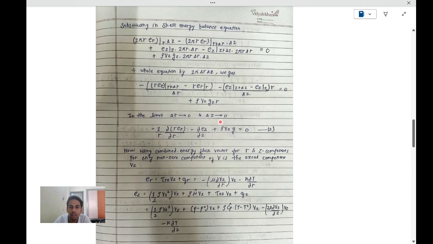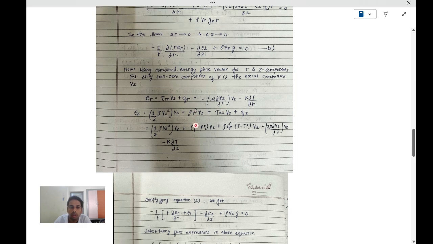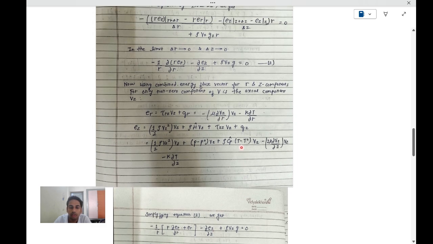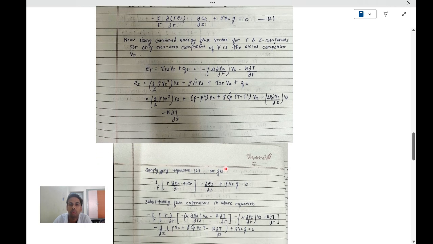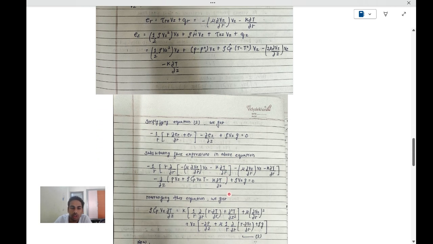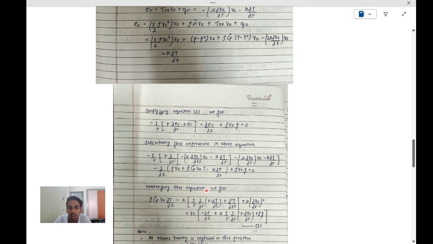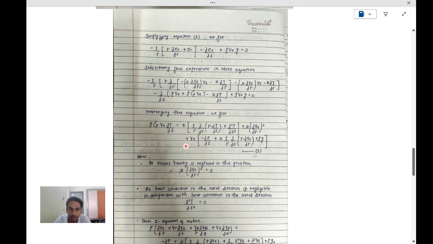Now we will simplify equation 2 by using a partial differential definition. We'll get minus 1 by r into r del Er upon del r plus Er minus del Ez upon del z plus rho into vz equal to 0. Substituting this flux expression in the above equation, we will get this particular expression. And after rearranging the equation and omitting the non-zero components, we will get this particular equation.